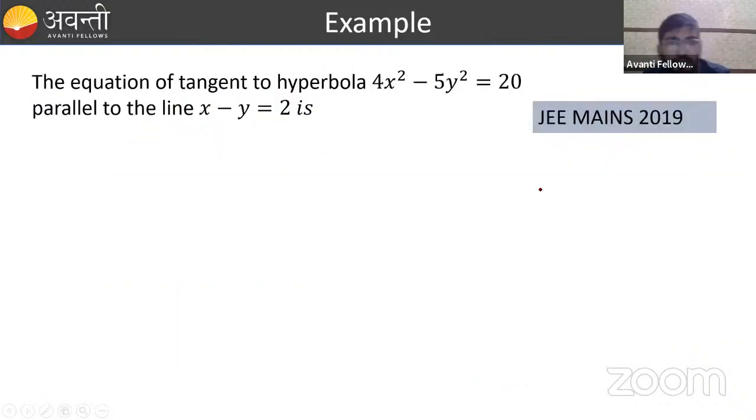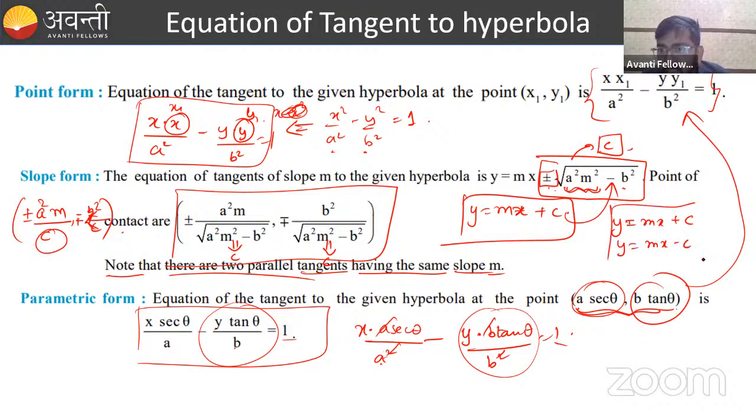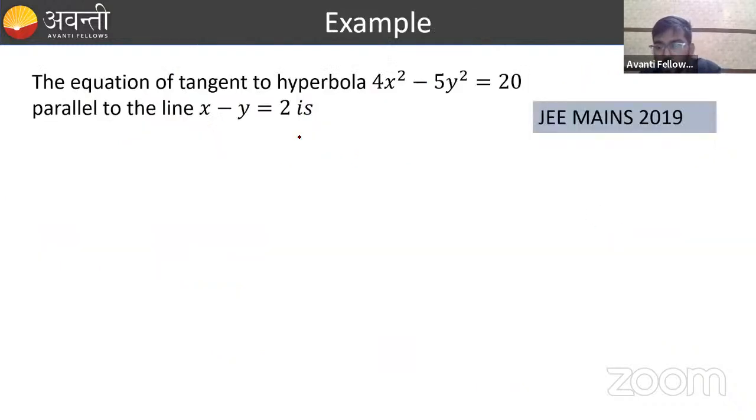Let's move ahead. Example. So here you see one more point was given. Note that there are two parallel tangents having the same slope m, right? There are two parallel tangents, and why are these two parallel tangents coming? Because of this plus minus sign over here. So y equals to mx plus c and y equals to mx minus c are the two tangents. You can see that both these tangents have a slope of m.